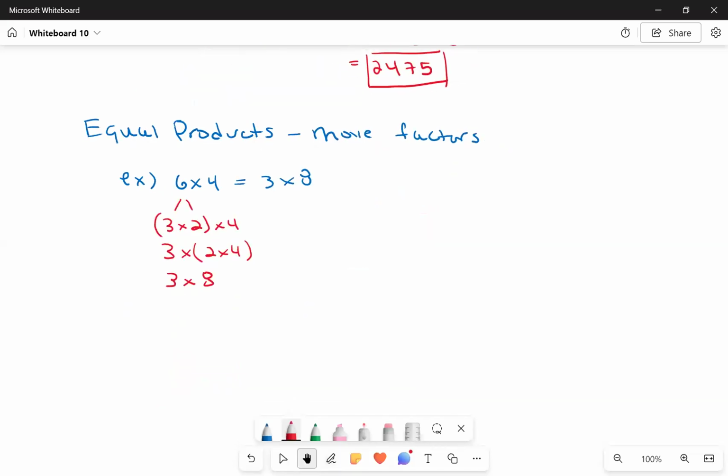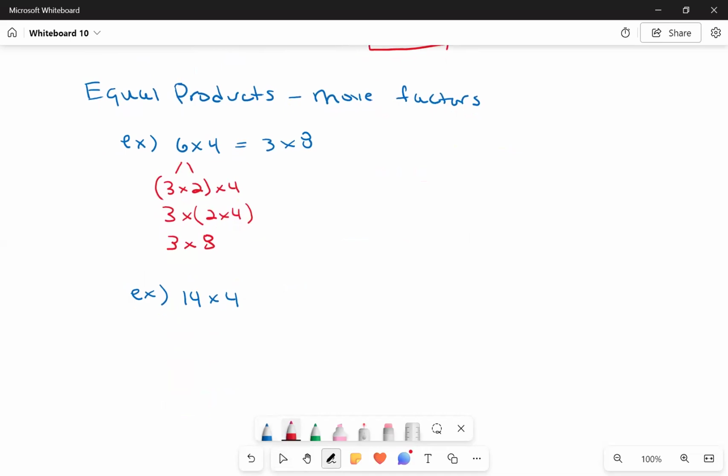But here's where it's useful. It's useful to do multiplications that are hard to do in our head right off the bat, like 14 times 4. You could probably figure it out if you thought really hard, but 7 times 2 times 4. Well, 7 times 8, I happen to know, that's 56. That's a lot easier to do in my head than trying to figure out 14 times 4 and carrying the 1 and all that fun stuff.